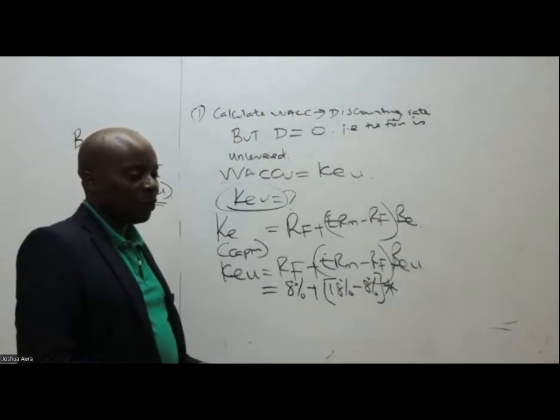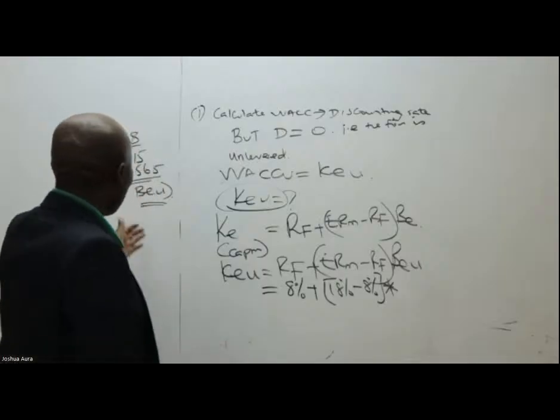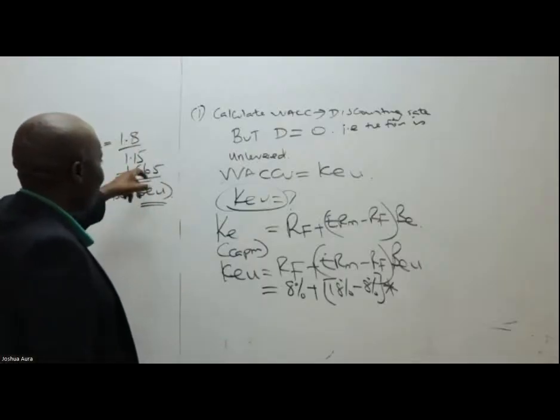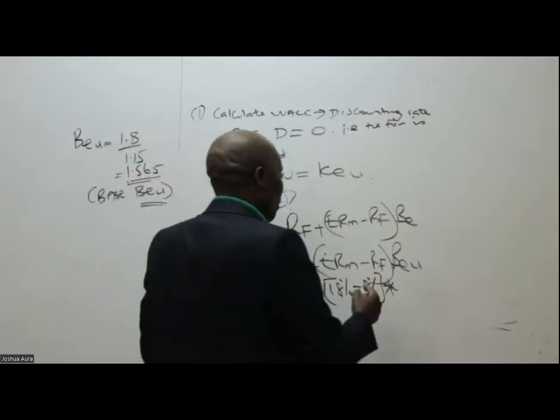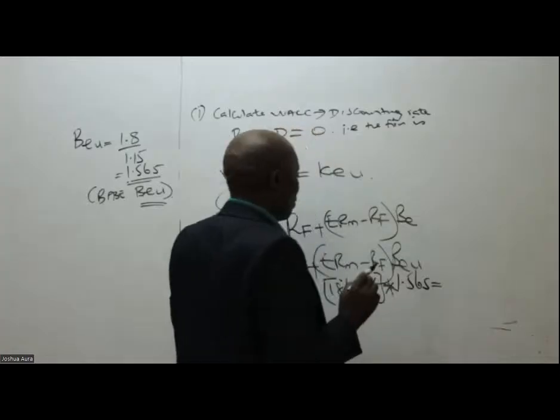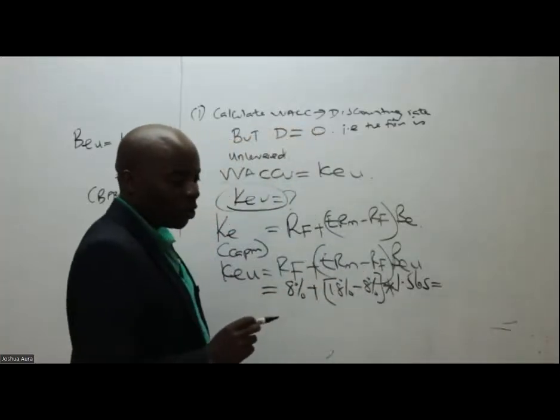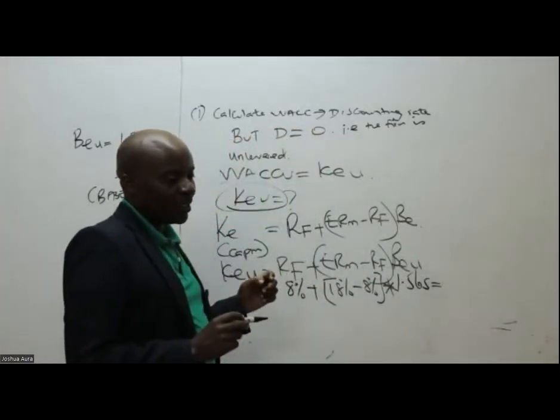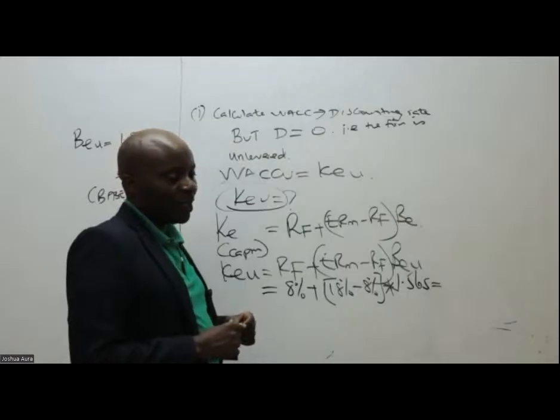Is there somebody who is able to recall that figure? Beta equity of unlevered firm. 1.5. We have it here. Because I'd written it like this, please allow me to use what I wrote here, 1.565. So please go slowly, and then you give me the answer.